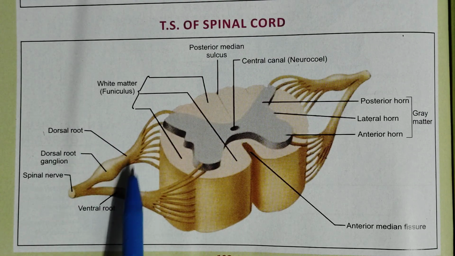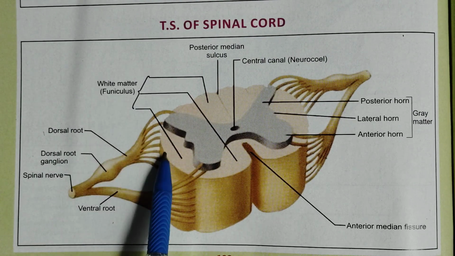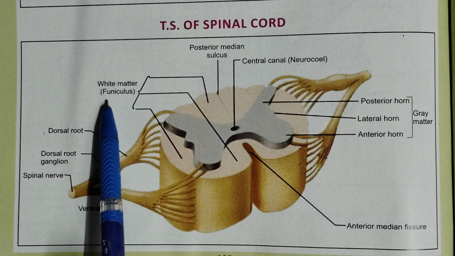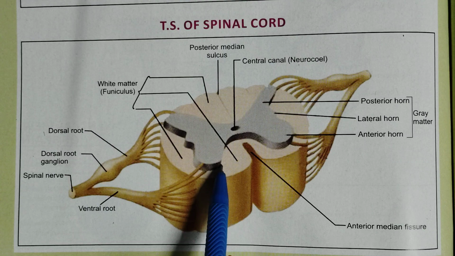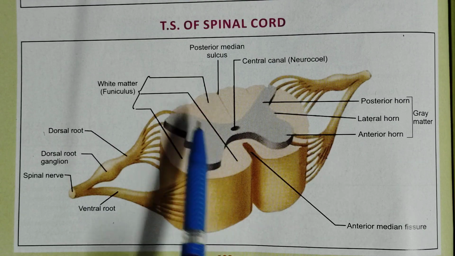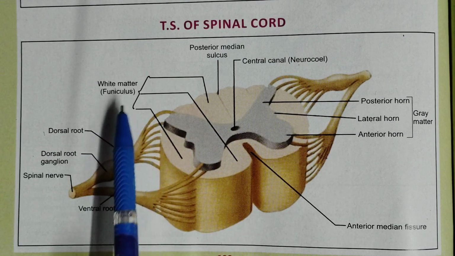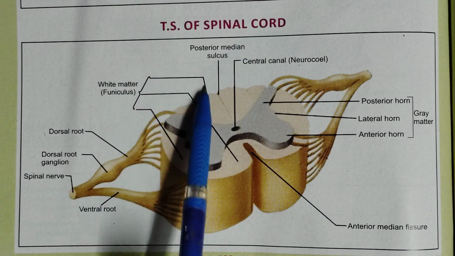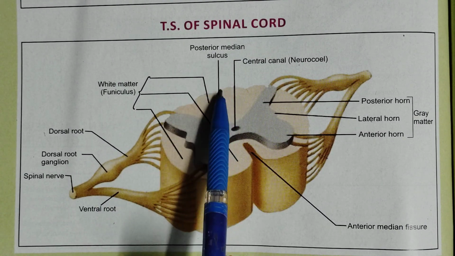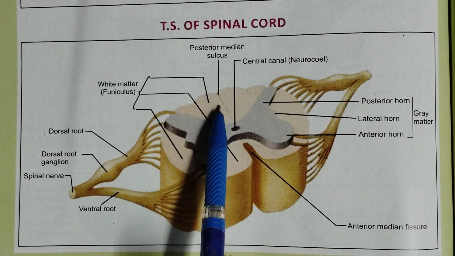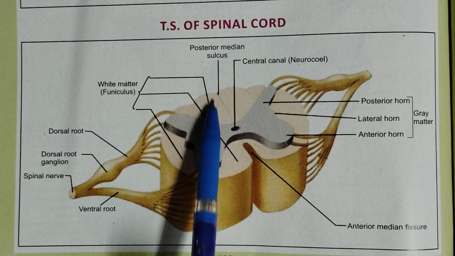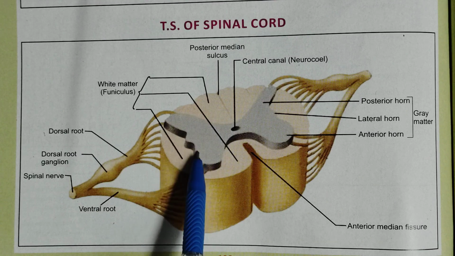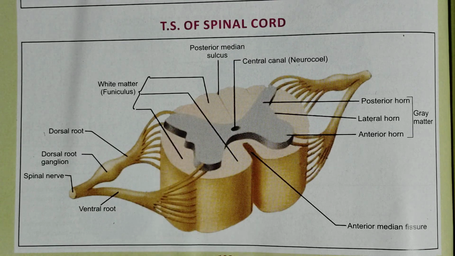Ventral means front. Now this is white matter, also called funiculus. All of this is white matter or funiculus. This is the posterior median sulcus. So this is the lateral section of spinal cord.